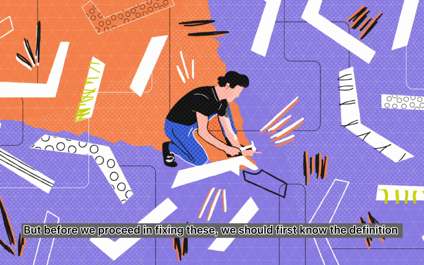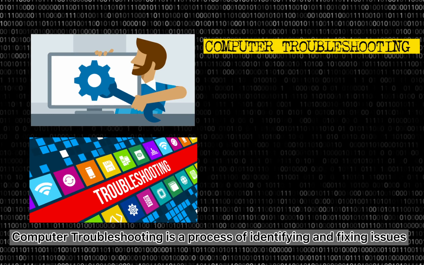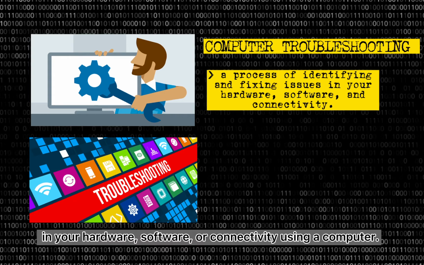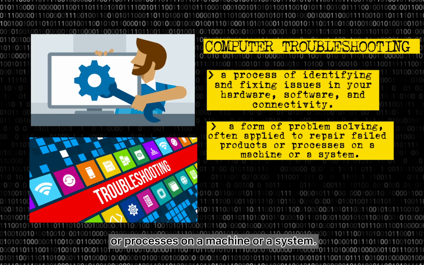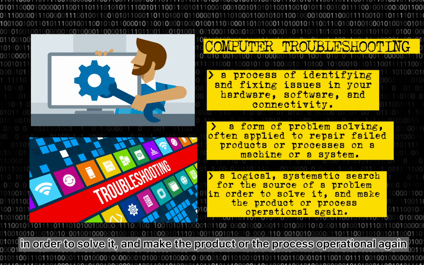But before we proceed in fixing these, we should first know the definition of the word computer troubleshooting. Computer troubleshooting is the process of identifying and fixing issues with your hardware, software, or connectivity using a computer. It is also a form of problem solving, often applied to repair failed products or processes on a machine or a system. And lastly, it is a logical, systematic search for the source of a problem in order to solve it and make the product or process operational again.